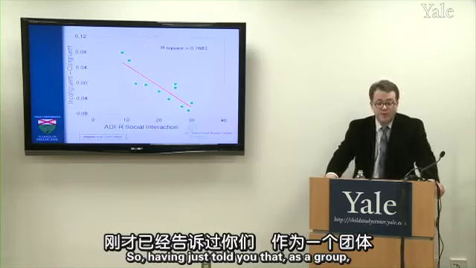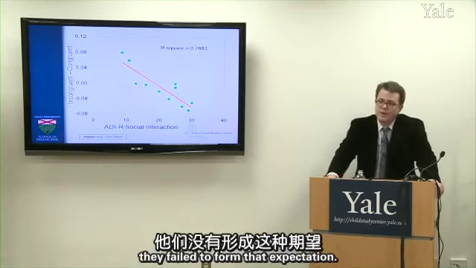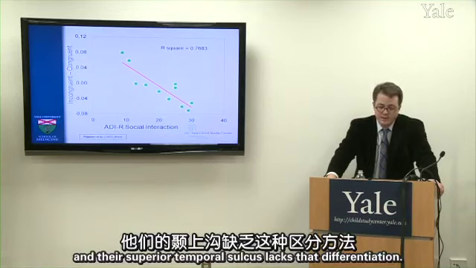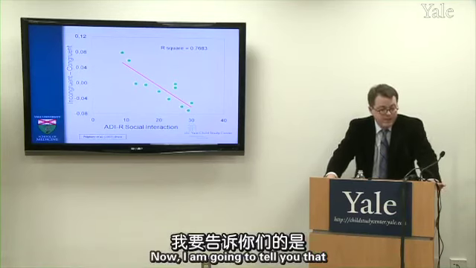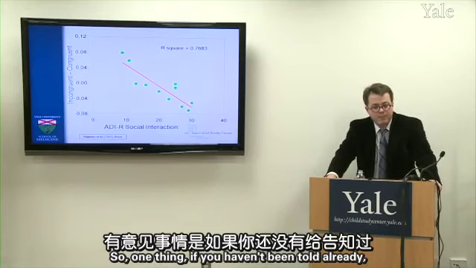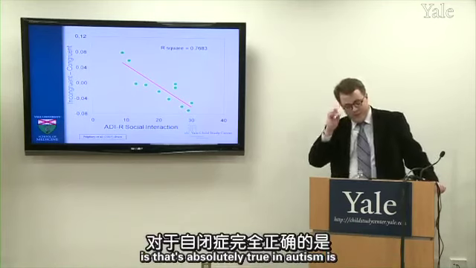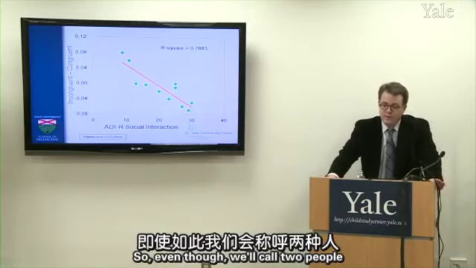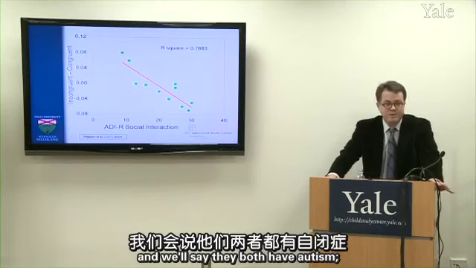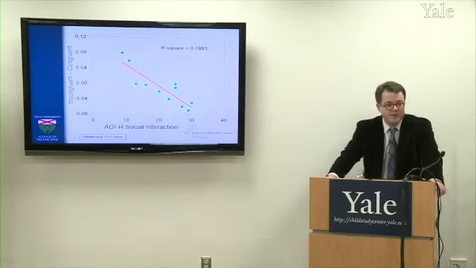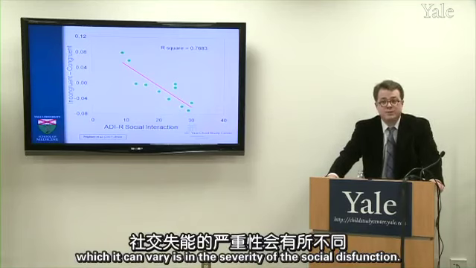So having just told you that as a group, they fail to form that expectation, they fail to show that differential activity, or their superior temporal sulcus lacks that differentiation, now I'm going to tell you that there was a lot of individual variability in that. Okay, so the one thing, if you haven't been told already, that's absolutely true in autism, is that it's incredibly heterogeneous. Even though we'll say two people both have autism, the presentation of the autism can be very, very different. And one of the dimensions upon which it can vary is in the severity of the social dysfunction.